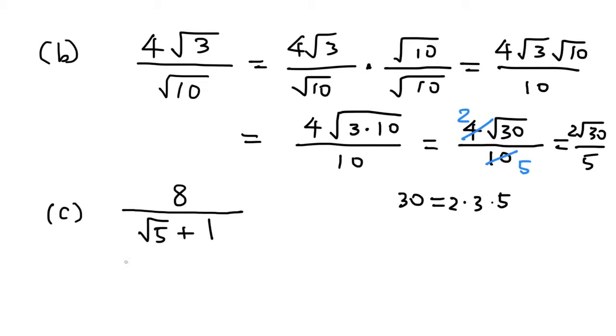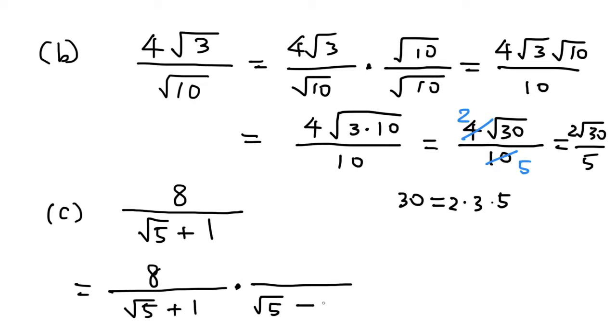So the next example, in this example, we're going to use another trick. In order to rationalize the denominator, what you're going to do is multiply the number by 1 in the form of square root of 5 minus 1 over square root of 5 minus 1. Just change the sign in the middle here. Change plus to minus. So that's the trick. Change sign.